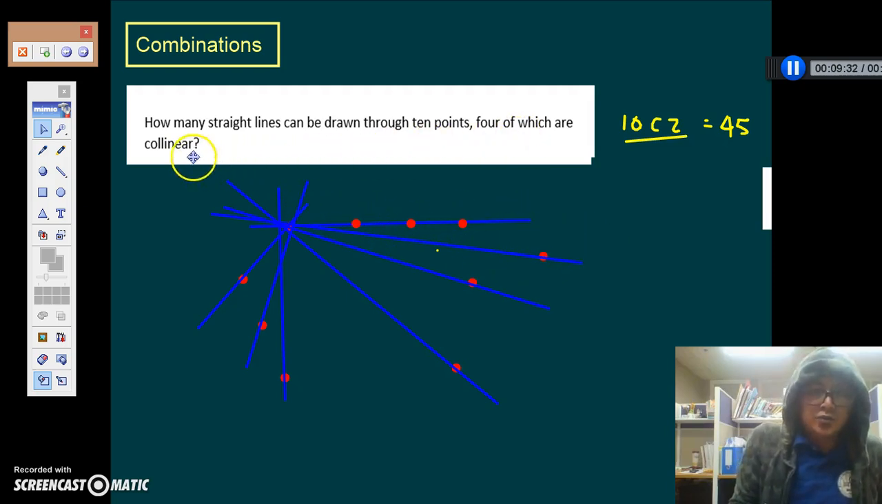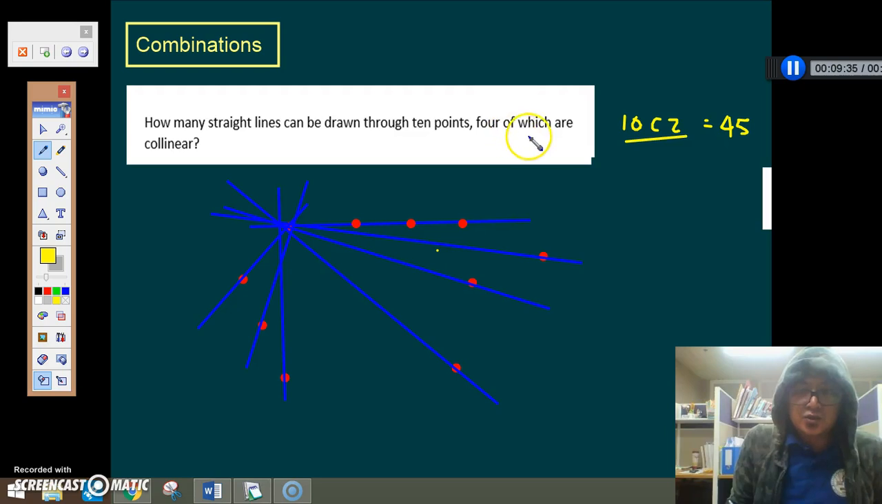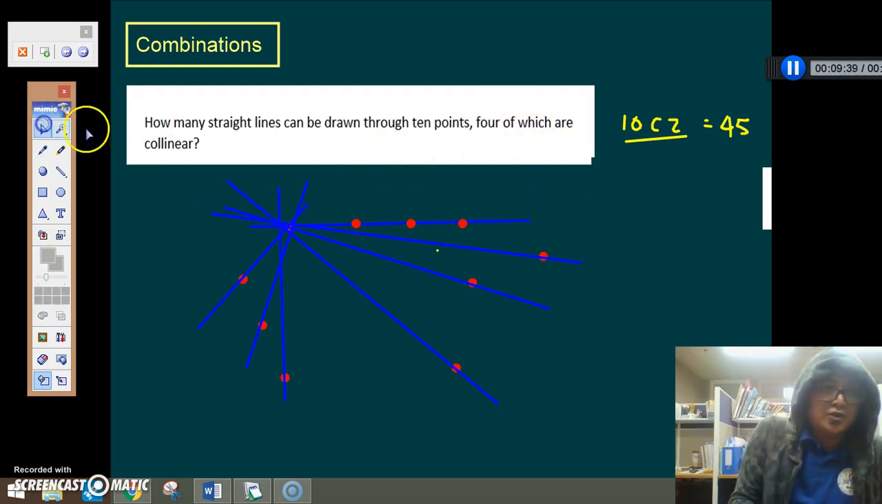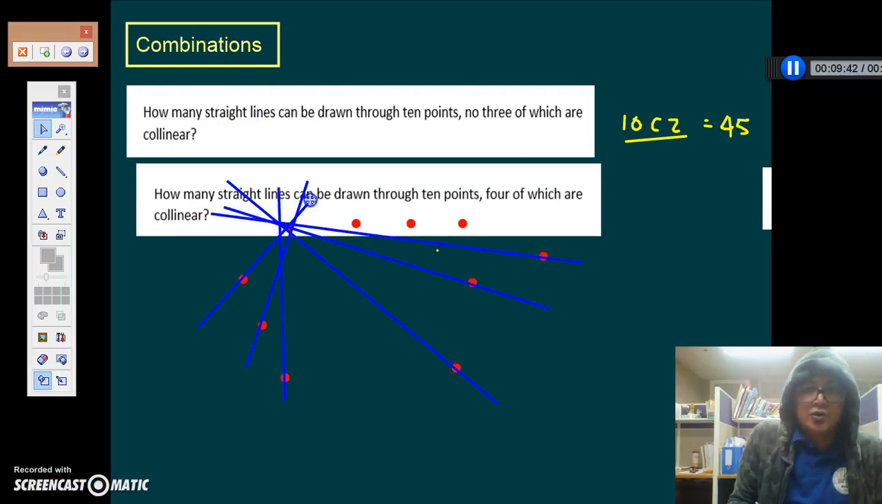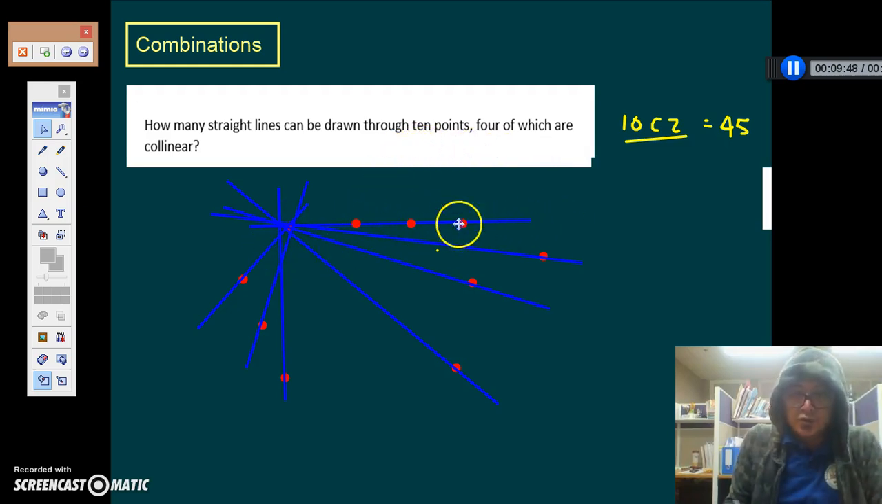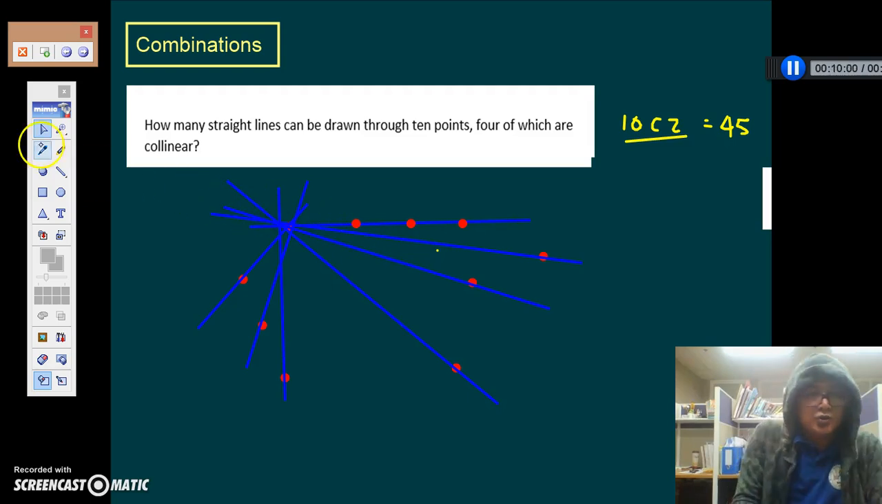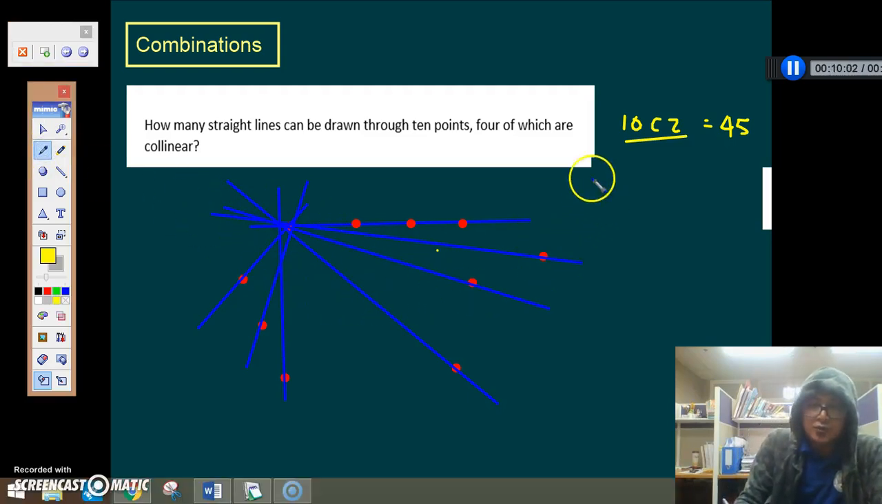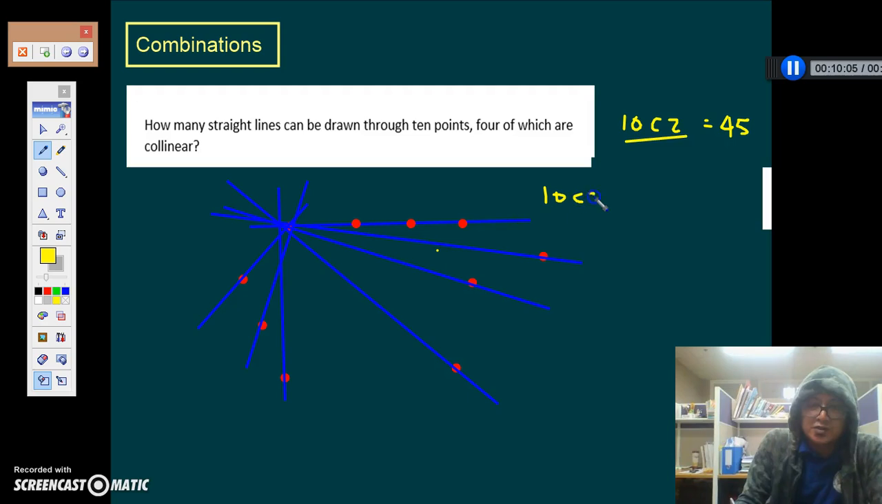First, if we disregard this condition, 4 which are collinear, we simply go back to the original case wherein no 3 of which are collinear. We get 45. But you know that the number of lines we should get from this new condition will be less than this, because 4 of the points are on the same line. So how do you answer this? So we should subtract something from 10C2.